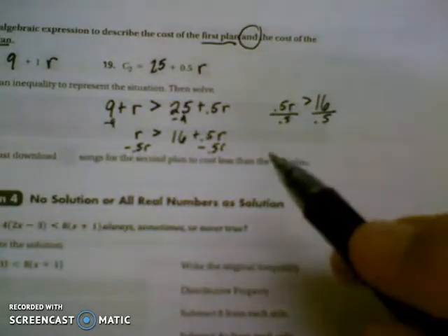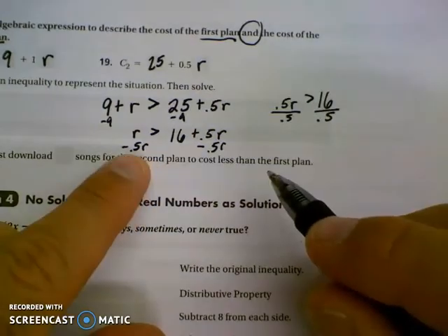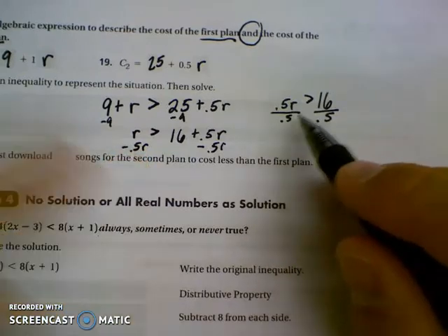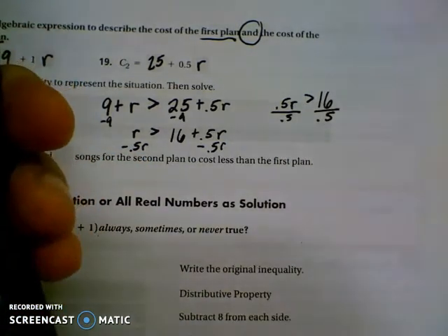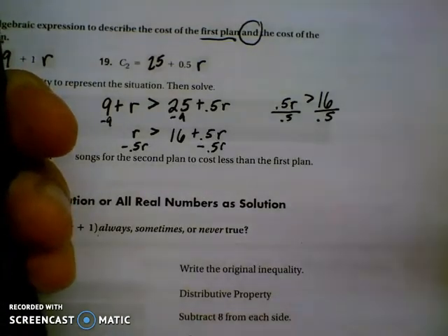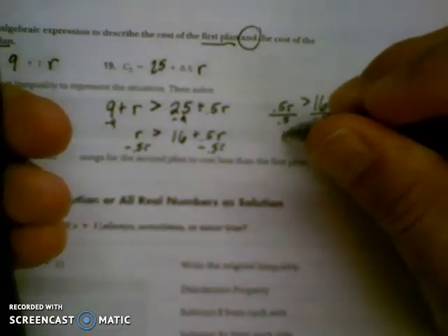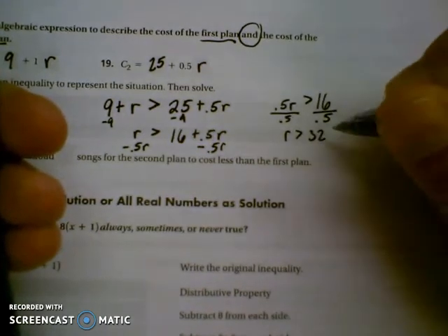Let's back up a second here. I made one mistake here. Subtracted 0.5 from here. And we have 0.5. Oh, that sounds good. So I want to make sure I did that correctly. So we have 16 divided by 0.5. You get 32. So r is greater than 32.